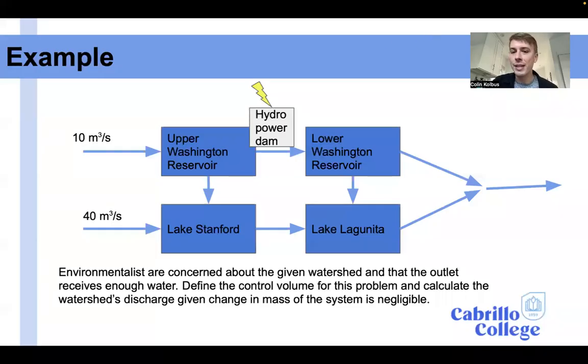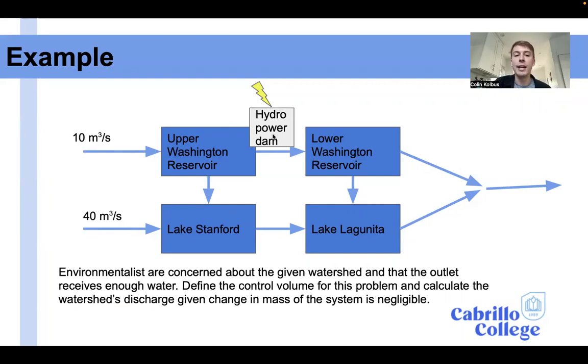So I wanted to go over an example. Here we have a watershed of interest with four different lakes or reservoirs. We have the Upper Washington Reservoir, the Lower Washington Reservoir. There's Lake Stanford and Lake Lagunita. There are two streams flowing into these upper lakes that then split off into the lower lakes. And finally, they all converge into one river that leads out to the ocean or some other body.